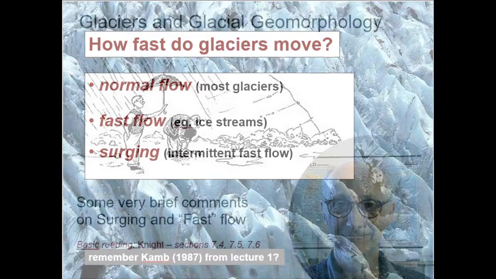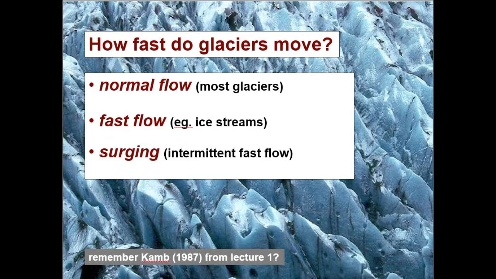We typically talk about glaciers having one of three different flow regimes. Most glaciers come under the category of normal flow, which is what we think of as being centimeters to meters per year, typical glacier speeds. But a few glaciers, for example ice streams, flow much faster than that. And some glaciers switch between periods of fast flow and periods of slow flow. And you might remember right back at the beginning of this module we talked about Clark's classic 1987 paper where he was trying to explain some of the reasons behind why some glaciers might surge. So you've been familiar with this for a while.